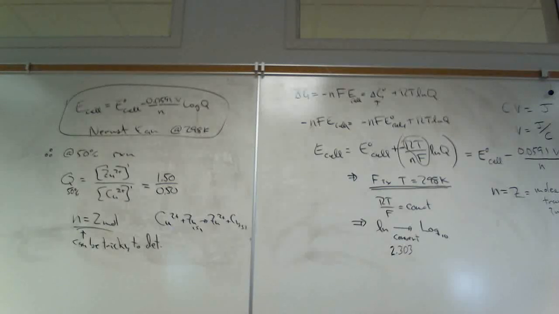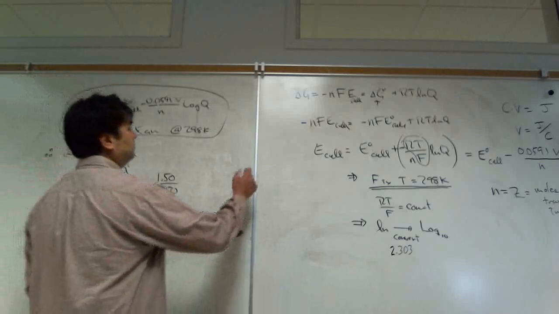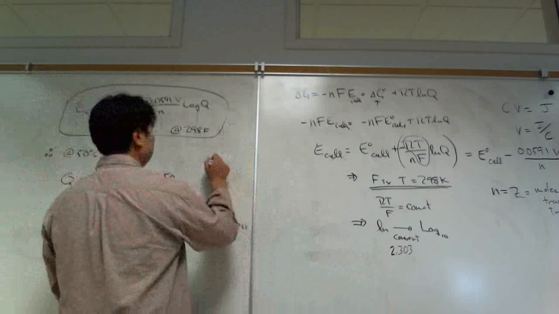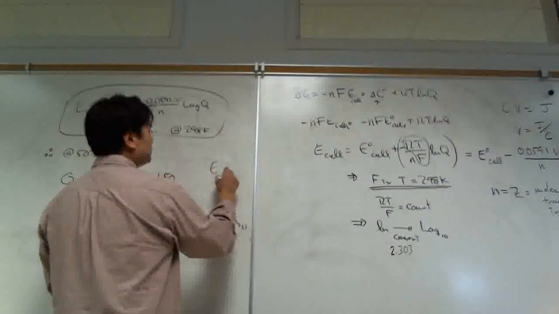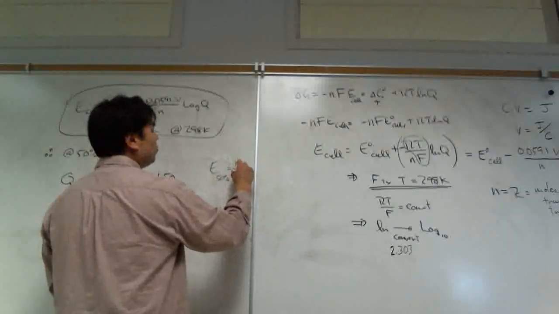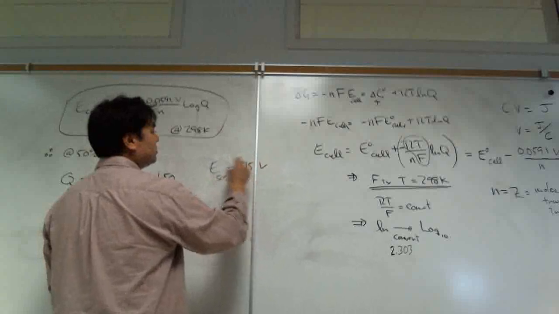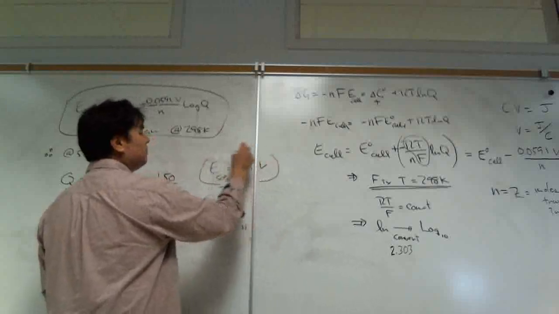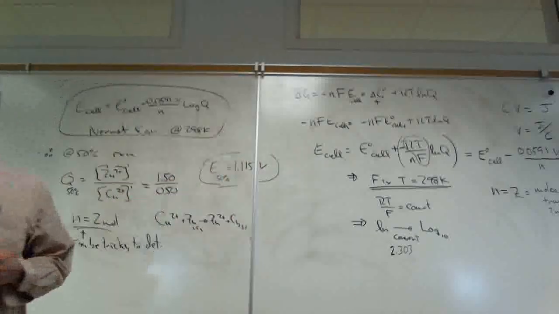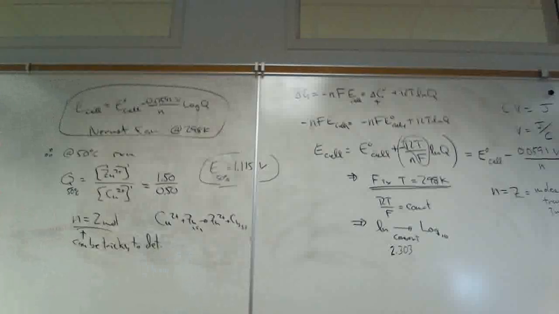1.115 volts. Okay, thanks. E at 50% came to 1.115 volts. So the voltage did drop, but maybe not as dramatically as you'd expect, right? And so if we could calculate the voltage in 90% reaction, 99% reaction, you know, if we'd hit it.